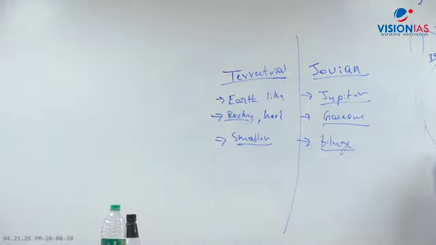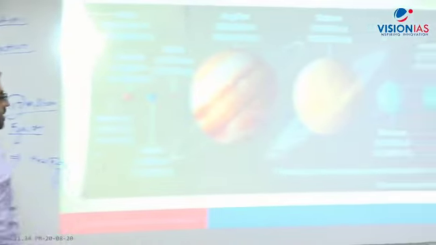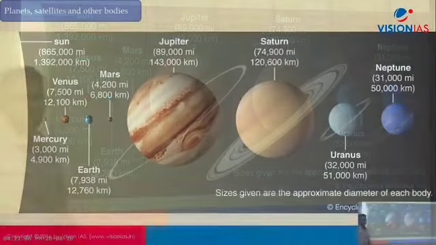Because you can see the nebular theory. There was this huge cloud, center में तो sun बन गया, and बाकी सारा material got distributed.